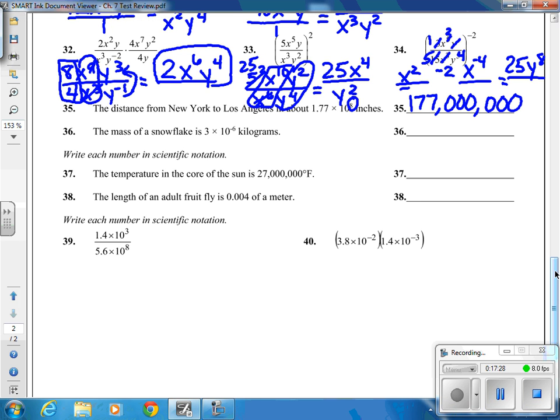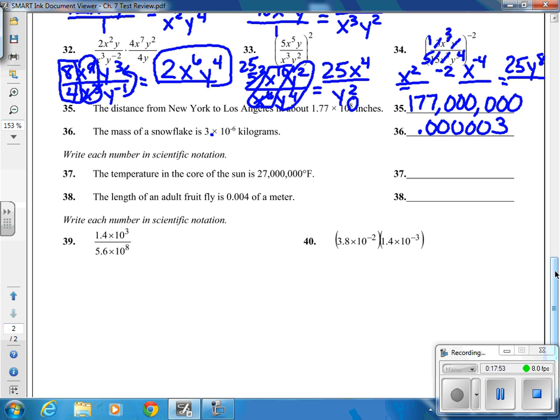For number 36, 3 times 10 to the -6. Remember, if it's a negative exponent, you take the decimal and you go to the left. If you don't see a decimal, remember it's right behind the number that's already there. And when you go to the left, you're making a smaller number. So for this one, it would be 0.000003. Very tiny number.